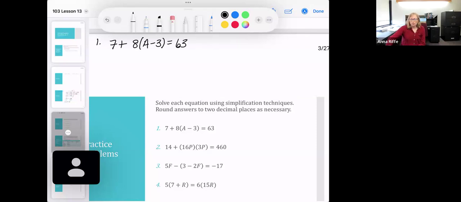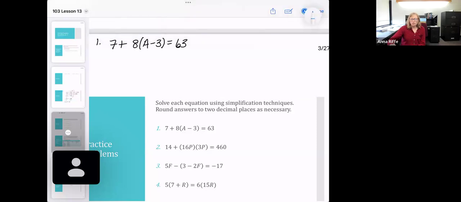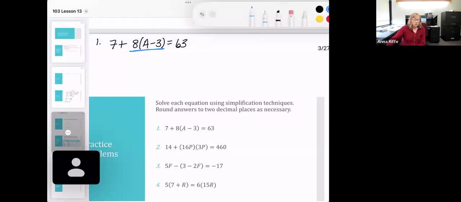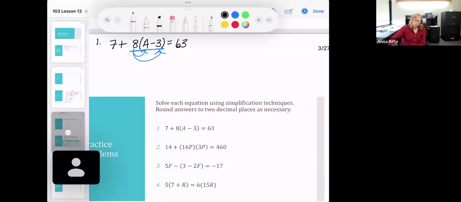If I am faced with an equation that looks like this, the first thing I'm going to do is focus on any parentheses that are present, which indicates multiplication. I'm going to simplify that left-hand side. I am not going to multiply the 8 by the 7. The 7 is outside the parentheses, but I am going to multiply the 8 by the a and the 8 by the 3. So that gives me 7 plus 8a minus 8 times 3, which is 24, is equal to 63. Great, we took care of the parentheses.